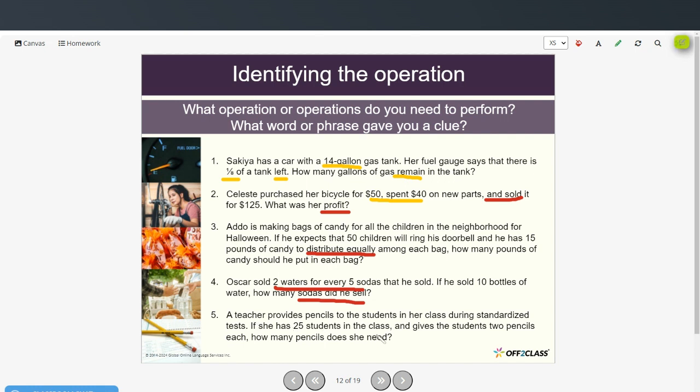A teacher provides pencils to the students in her class during standardized tests. If she has 25 students in the class and gives the students 2 pencils each, how many pencils does she need? Well, this would be multiplication, and 2 pencils each. You're going to have to multiply by the number of students to find how many does she need in total.